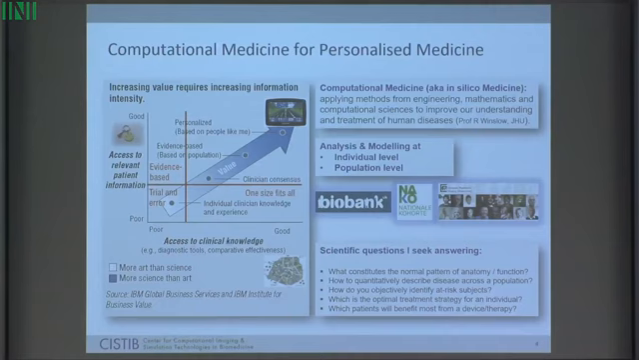The questions that I'm trying to answer scientifically are: what constitutes the normal pattern of anatomy and function, because we are trying to understand disease when we don't fully understand normality, I think. Also, how do we describe disease across a population? How do you objectively identify subjects who are at risk? What is the optimal strategy for treating a certain type of individual, and which patients will benefit the most from a particular type of therapy? So all of these questions are interlinked.